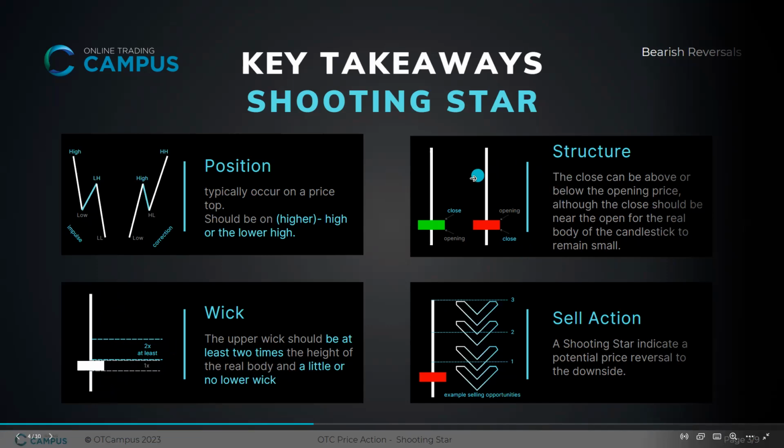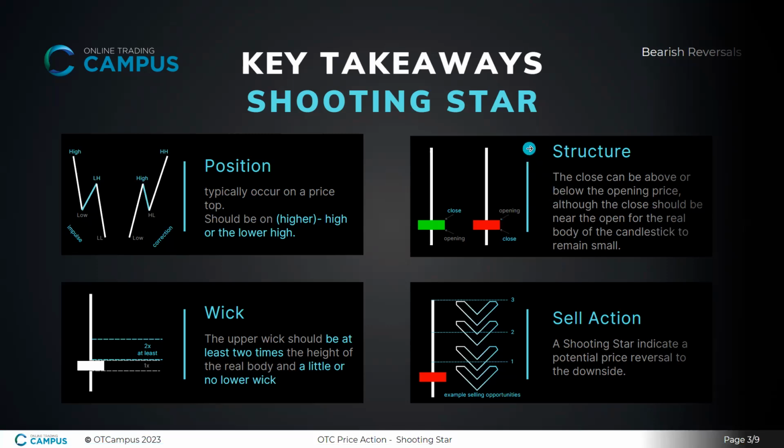Number 3 is structure. The close can be above or below the opening price. Also, the close should be near the open for the real body of the candlestick to remain small. That means a green body and also a red body is allowed. It's fine, it's still a bearish reversal. It's not necessary to close bearish, and it's also not better if we close bearish than bullish. That's absolutely fine. At the end of the day, we need a small body.